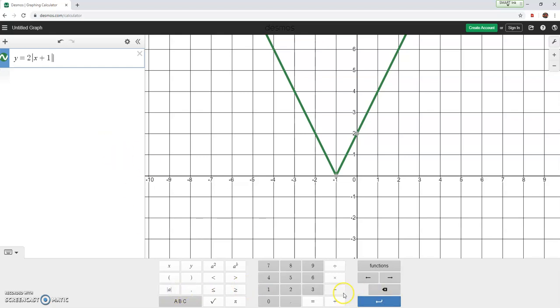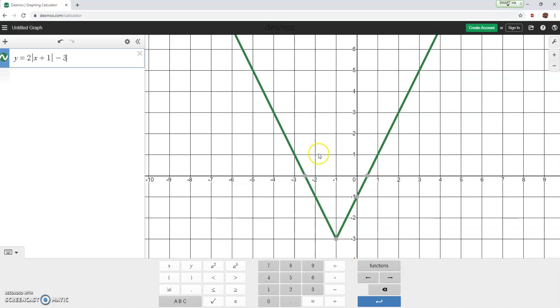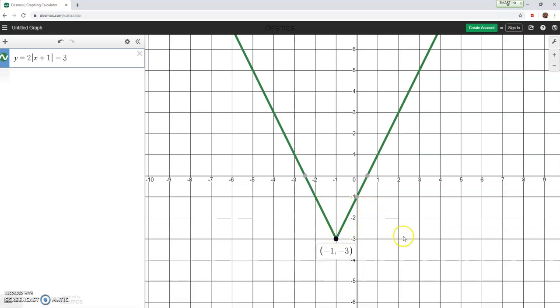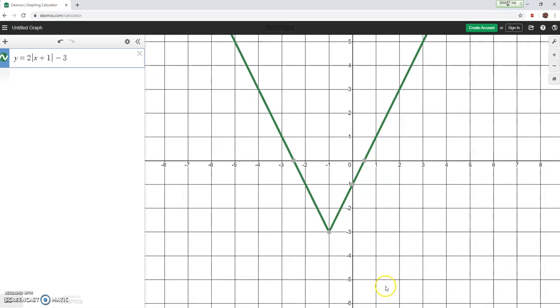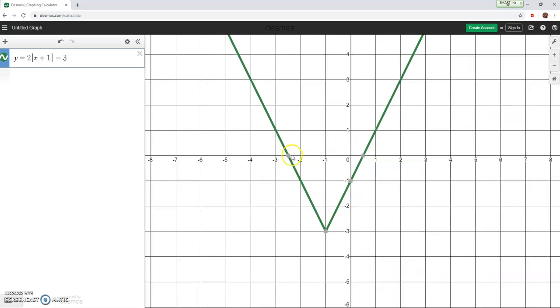There we go. And now I need -3. Okay, so it looks like what I thought. My vertex is down here where I thought it would be, -1, -3. So we're obviously going to plot that point. And then I got these other points here.